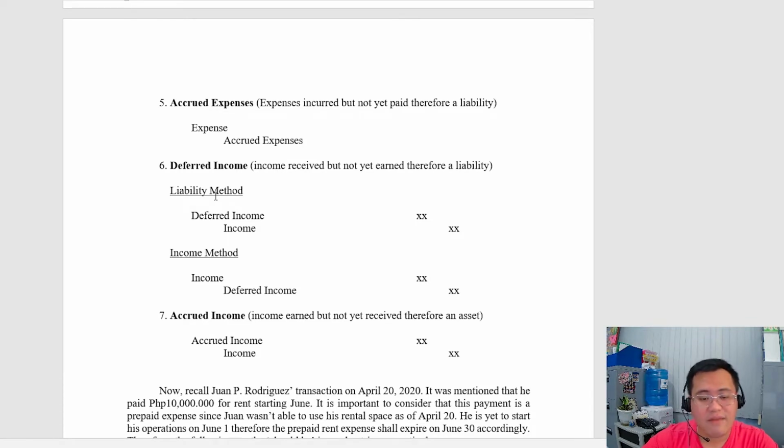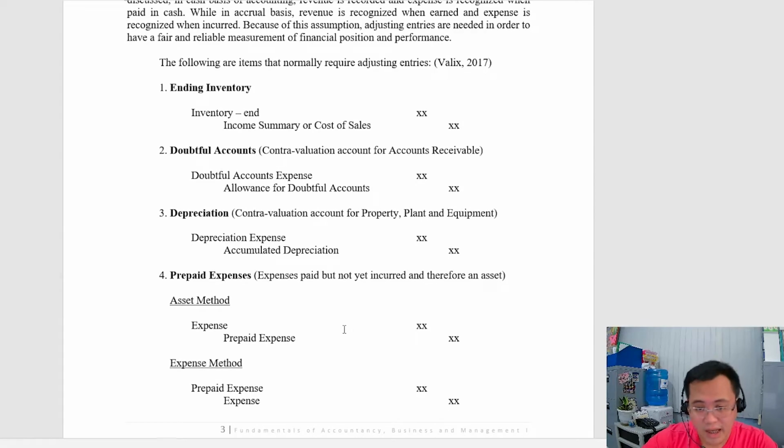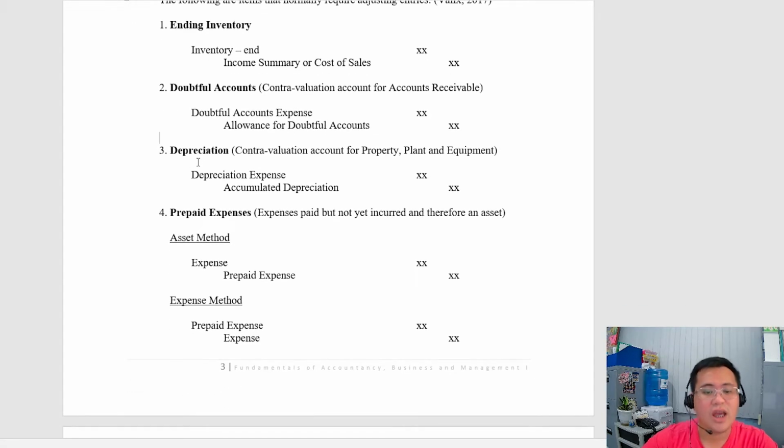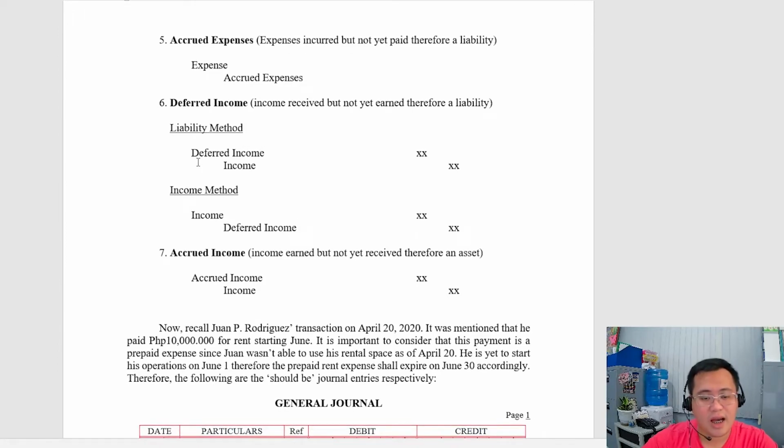And lastly, we have accrued income. This is an income earned but not yet received, therefore considered as an asset. So we debit accrued income, we credit the income. So these actually are the seven items that normally require adjusting entries. Again, we have the ending inventory, doubtful accounts, depreciation, prepaid expenses, accrued expenses, deferred income, and accrued income.